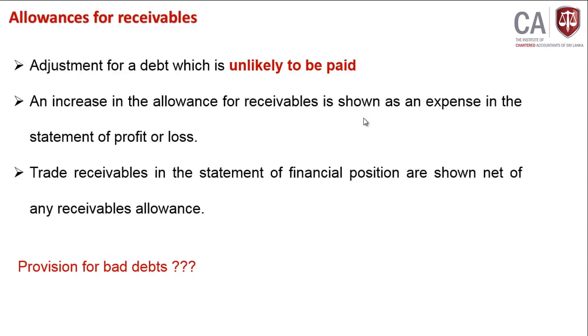But impairment loss is a P&L account. You will straight away charge to P&L. Whatever the increase or decrease in allowance for receivable, you will charge to P&L. But the closing balance is there in the balance sheet. We will deal with some more calculations. Don't worry. Trade receivables in the statement of financial position are shown net of receivable allowance, which means, look at this presentation in the balance sheet.